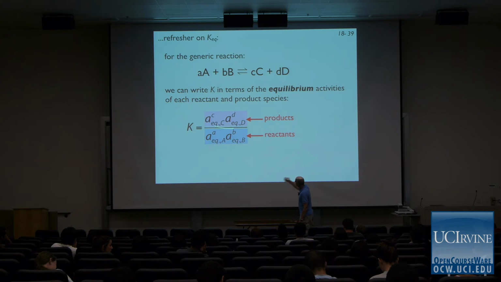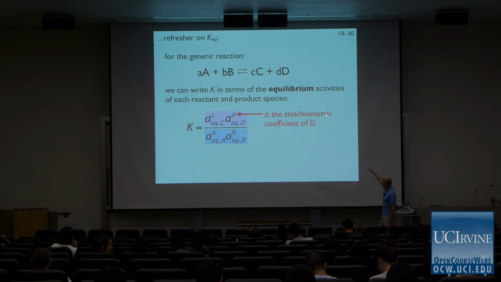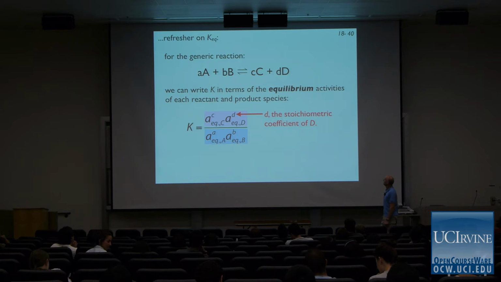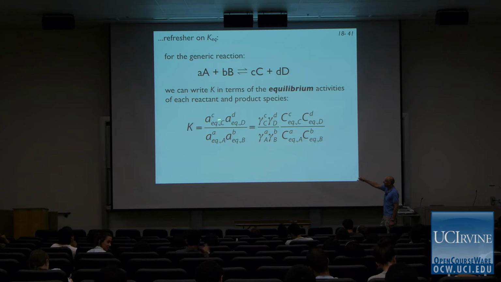Right? These are the product species, these are the reactant species, and I've taken in every case the activity to the power of the stoichiometric coefficient. Everybody remember how to write these things? All right, and because these are activities, each activity, for example, the activity of C is its activity coefficient times its concentration. And for D, and for A, and for B, we have the analogous expressions.